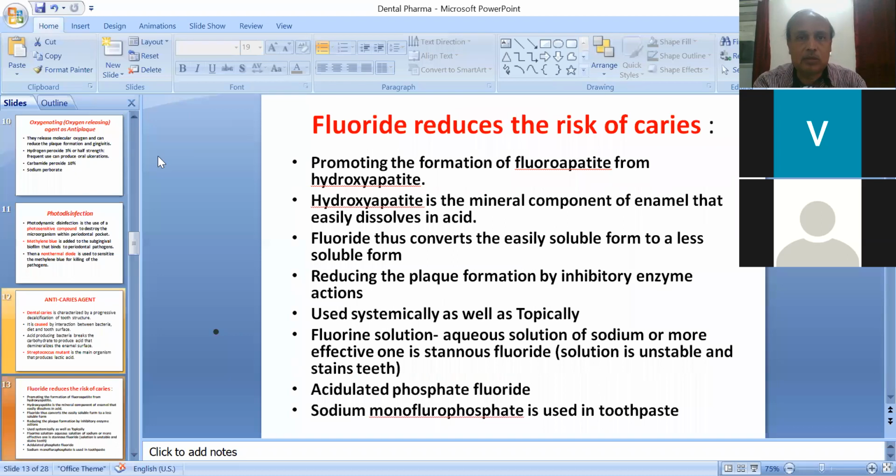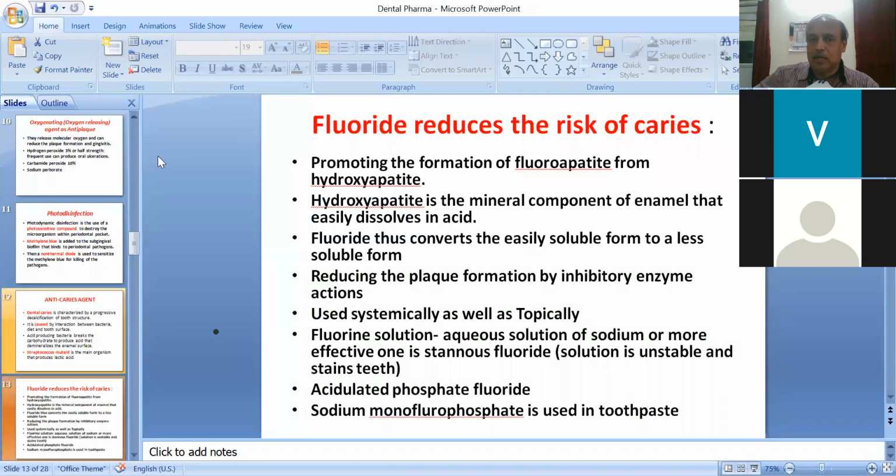So let us talk something about anti-caries drugs. So fluoride, that is the main in this group. Fluoride reduces the risk of caries. See how it reduces. It promotes the formation of fluoroapatite from hydroxyapatite. We just talked about hydroxyapatite, right? So it converts this hydroxyapatite to fluoroapatite.